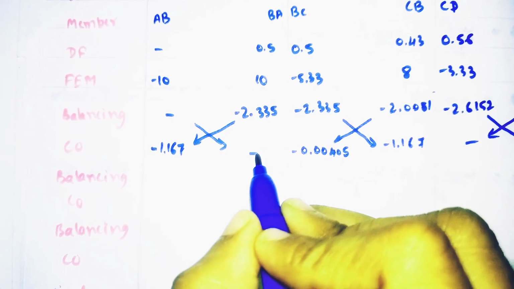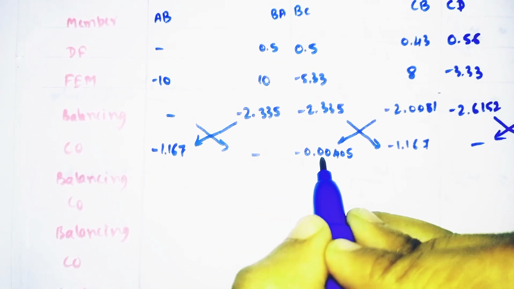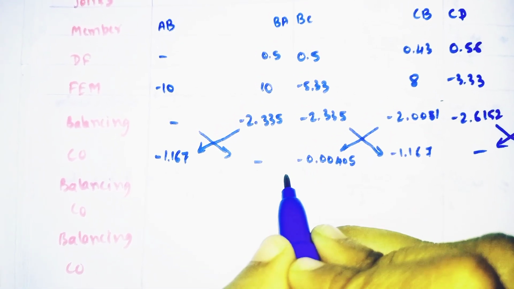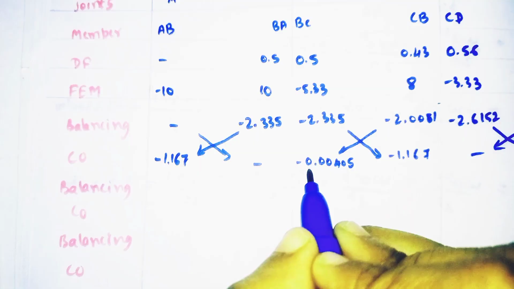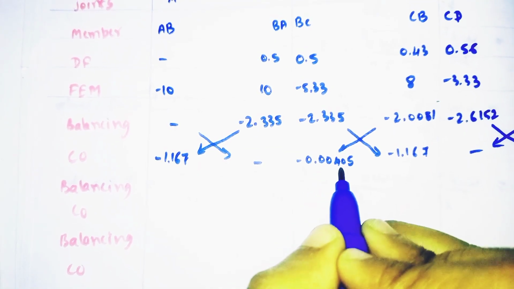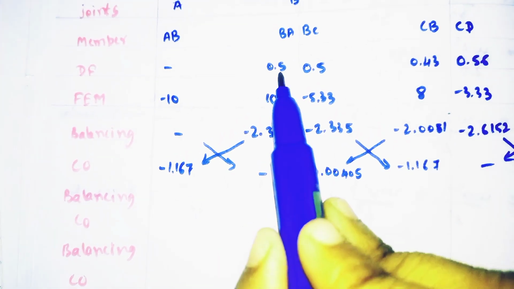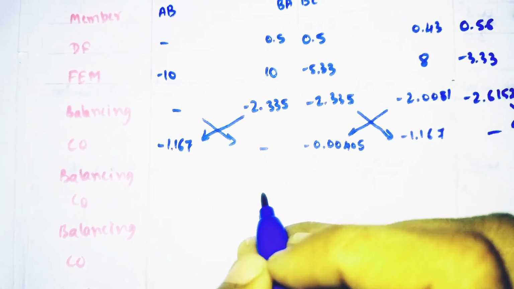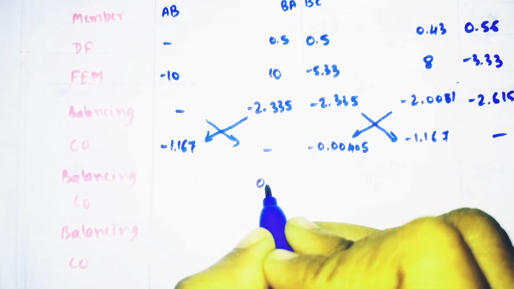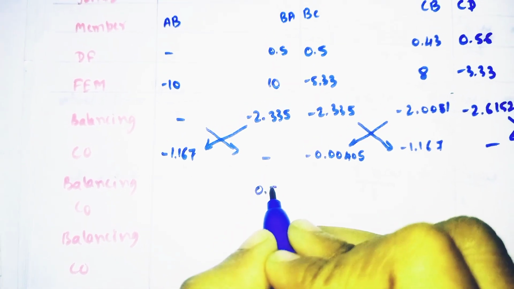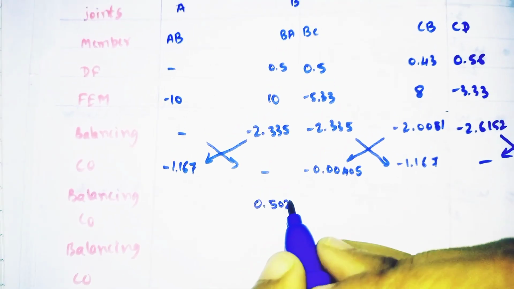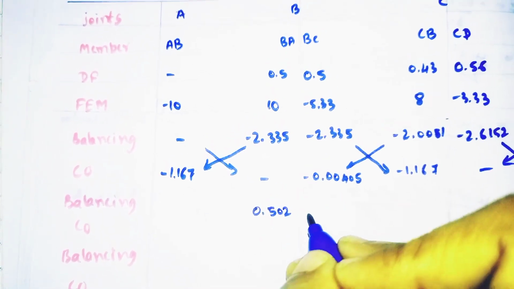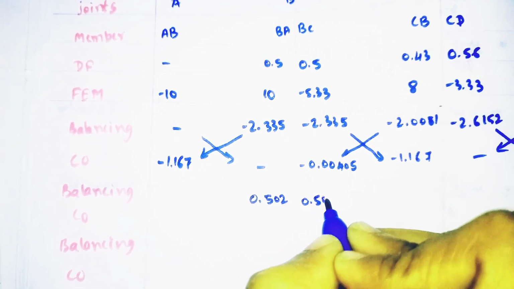Here there is no value, only minus 0.0405 is there. So make it into plus, because we need to change the sign. So plus 0.00405, multiply this with 0.5. It will come out as a positive value, that is 0.502. And again multiplying here, it will also come 0.502.